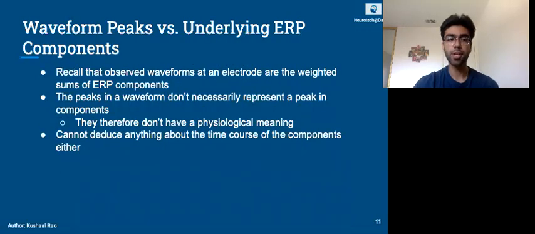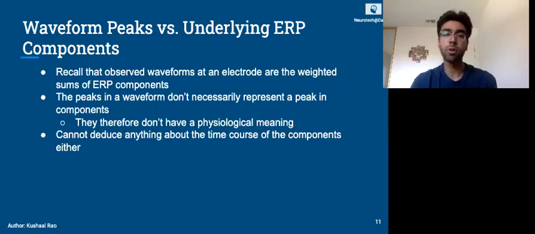So another issue you should be aware of with EEGs is waveform peaks versus underlying ERP components. Remember from the last slide that observed waveforms at an electrode are the weighted sum of ERP components. It's all a connection and a certain weight. So naturally, what you're seeing at the electrode is not representative of what the actual ERP components are in the brain. The peaks that you see on the electrode waveform are not necessarily the peaks in the components. In fact, they might not even occur in the same time frame.